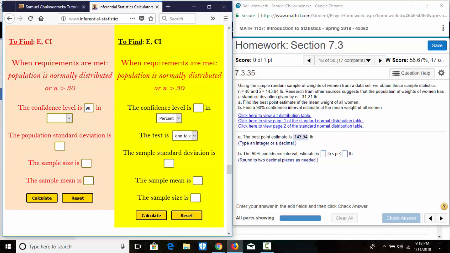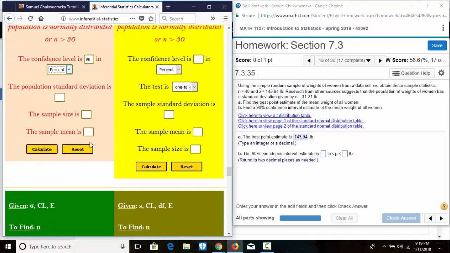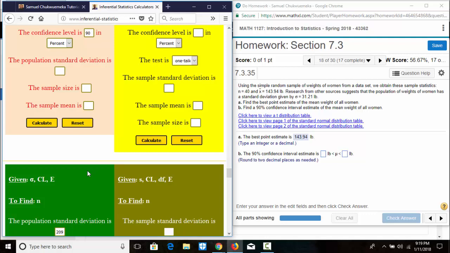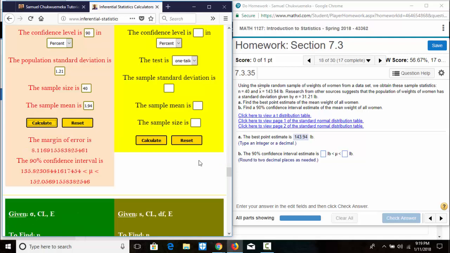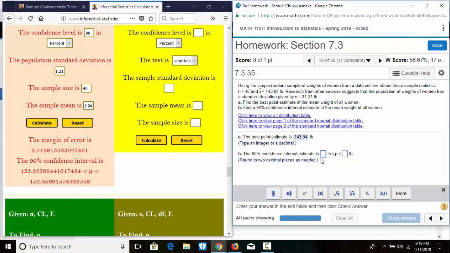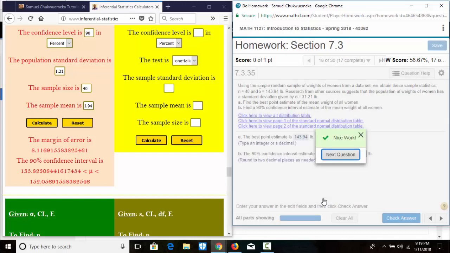Confidence level is 90%, select 90 percent. Population standard deviation is 31.21. Sample size is 40. Sample mean is 143.94. Calculate. So the 90% confidence interval, to two decimal places, is 135.82 and 152.06. Okay.